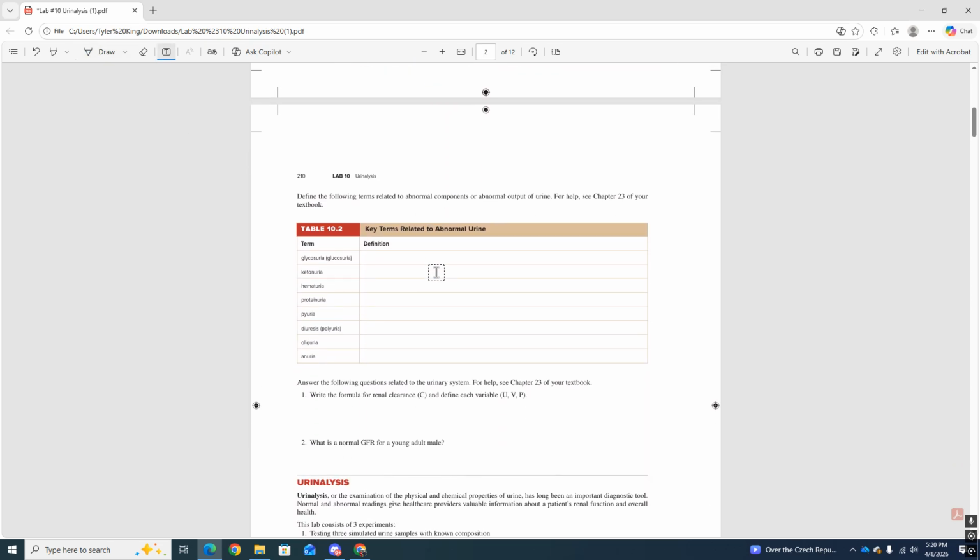Table 10.2. So this goes over some more terms here. And guys, trust me when I say this, these terms are pretty straightforward when you look at them.